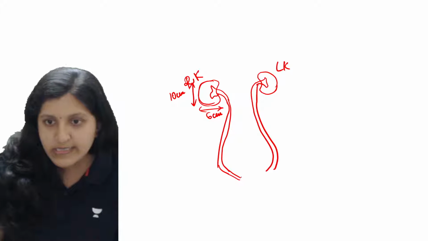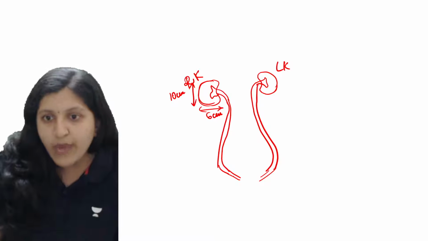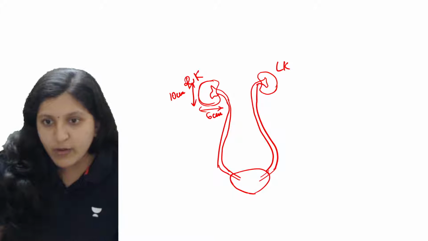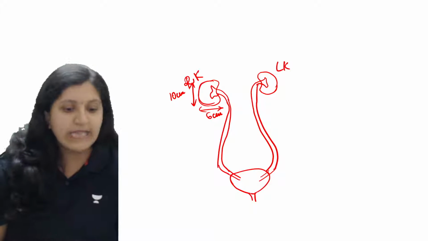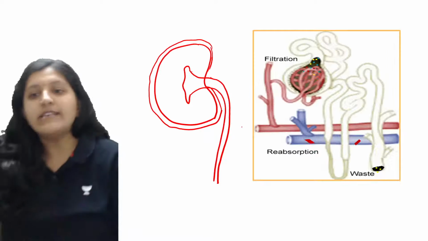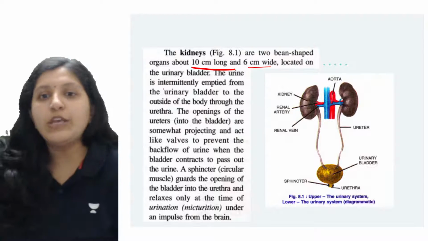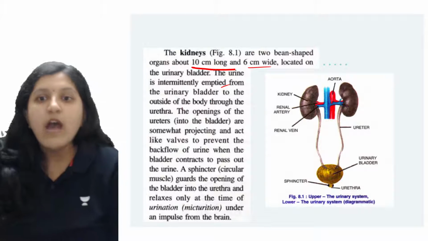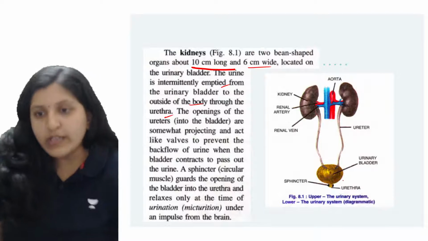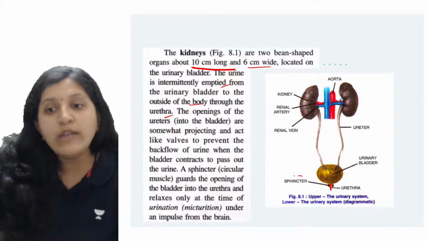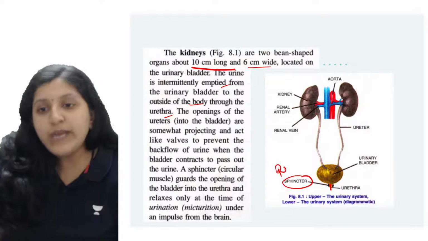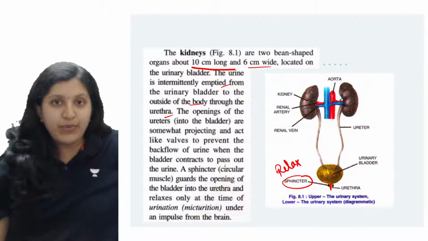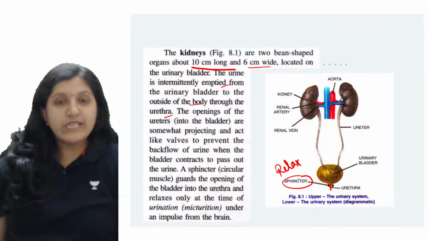Let's say this is a urinary bladder over here, where you can see the ureters projecting into it. There is an opening here, which we call the urethra. The urine is intermittently emptied outside the body through the urethra, upon the relaxation of sphincter muscles, as the impulse is received by the brain.